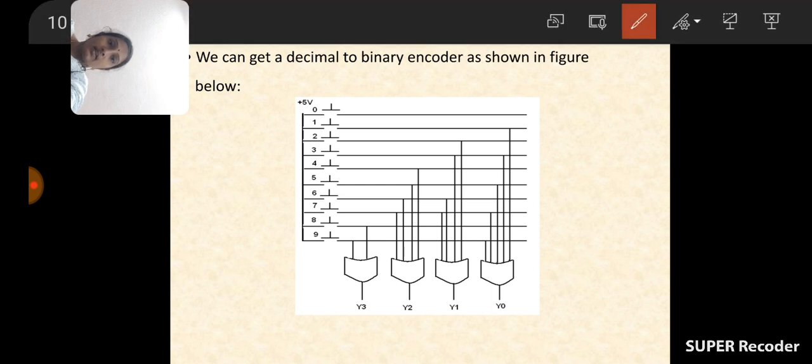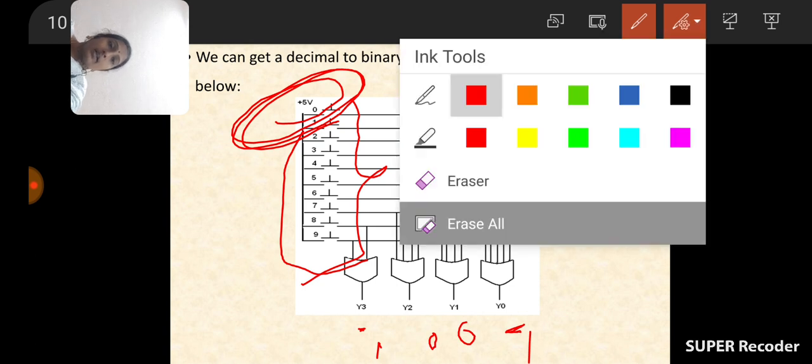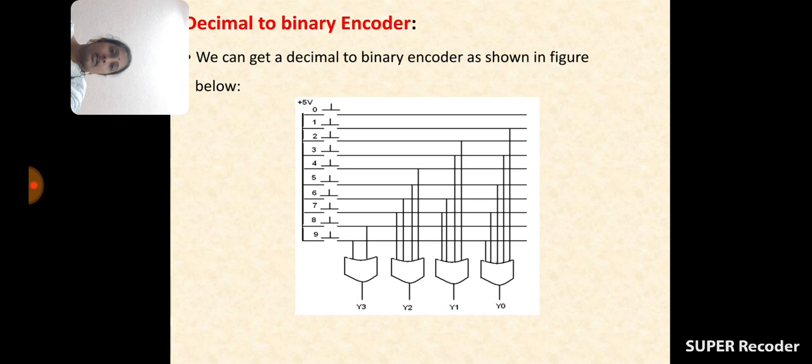So by pressing any of these switches, this 5 volts power supply passes through those conductive lines. By pressing the switch button 9, the 5 volts power supply is given to the OR gates Y3 and Y0, so that we are getting 1 0 0 1. In this way the power is circulated through the gates and it produces the output. So with the help of switches, we are converting the decimal numbers into binary numbers. Okay, this is the circuit diagram.